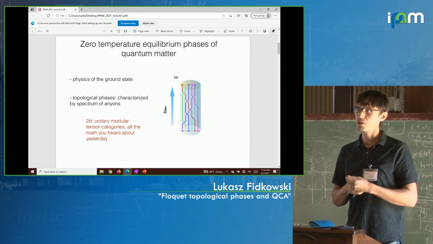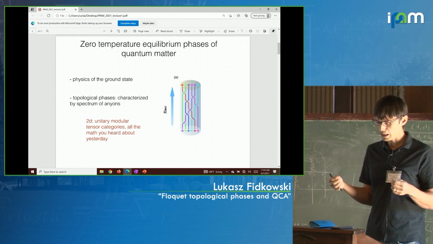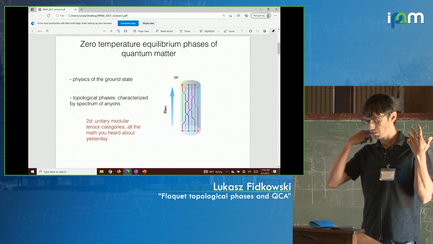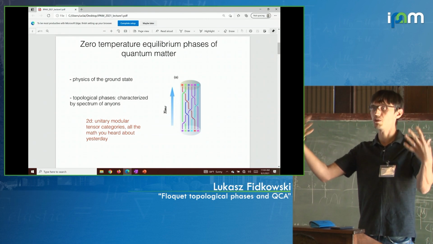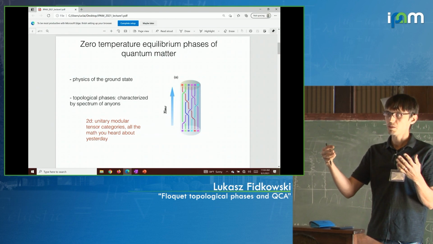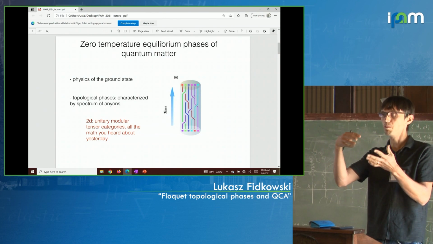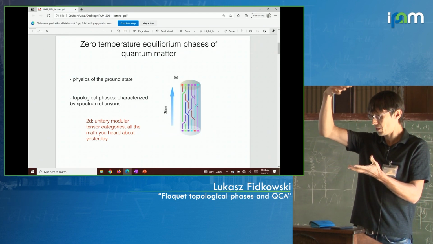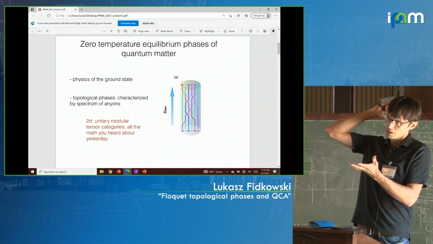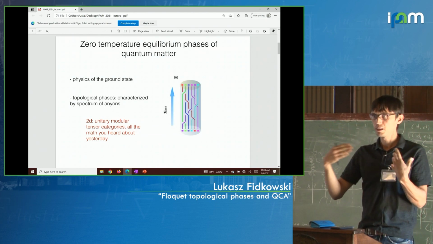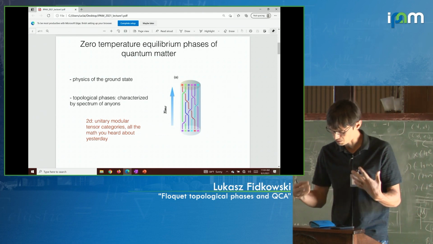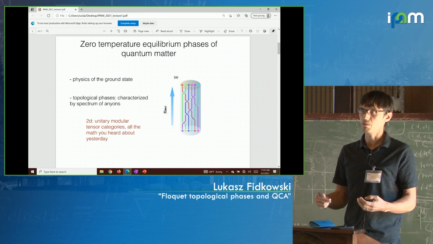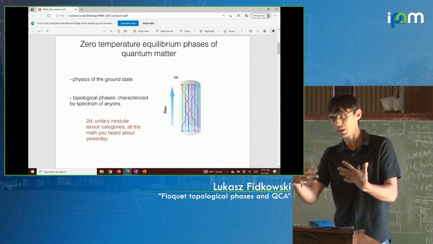It's at zero energy. So physically, the way that you would engineer such things is you take a quantum many-body system and you cool it to zero temperature. If you think about systems at finite temperature, there's a Boltzmann weight which tells you the probability of being in various energy eigenstates. At zero temperature, all that weight is concentrated on the ground state, and it's just physics of the ground state. So we're really talking about zero temperature equilibrium phases of quantum matter. When I say zero temperature, I said temperature, so by definition, equilibrium.